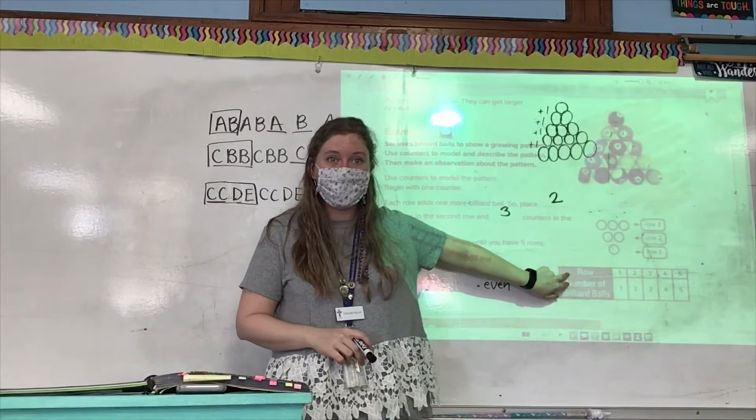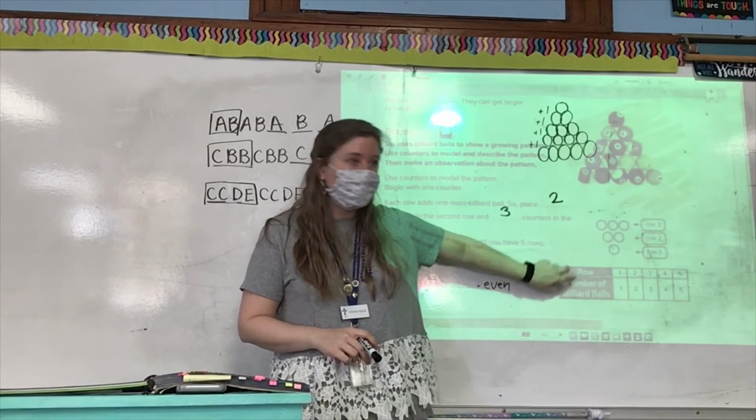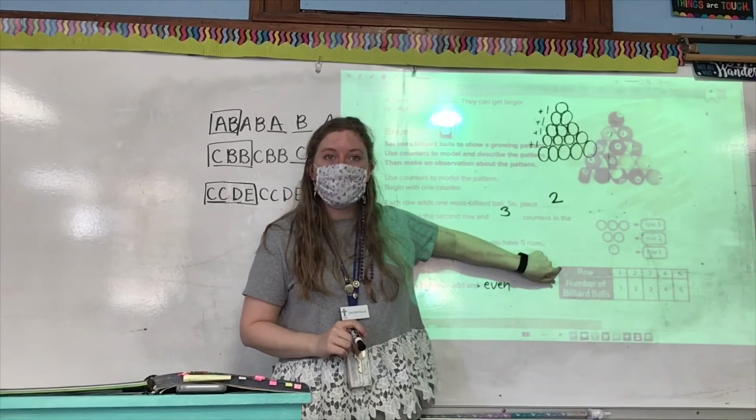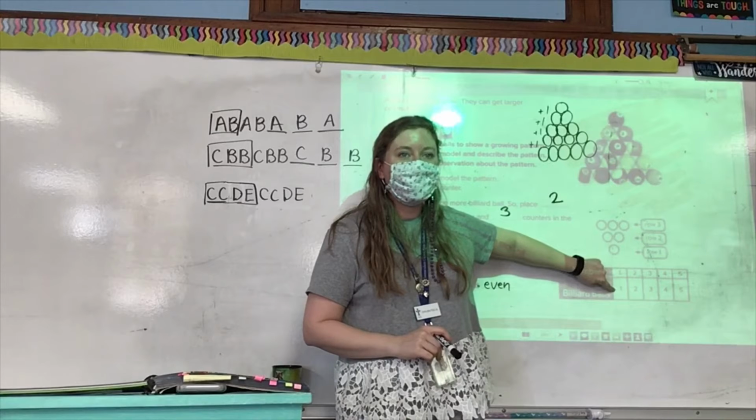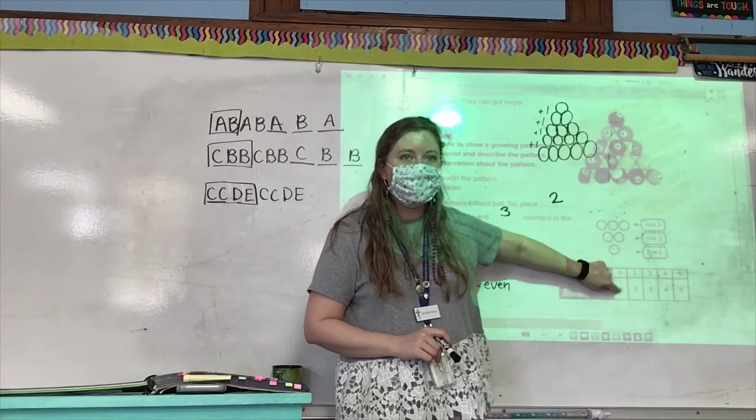Here we're going to be seeing a lot of these types of tables. These are called input-output tables. The first row is the input. I put in 1. Second row is output. I get out 1. What did I do to 1 to get 1?